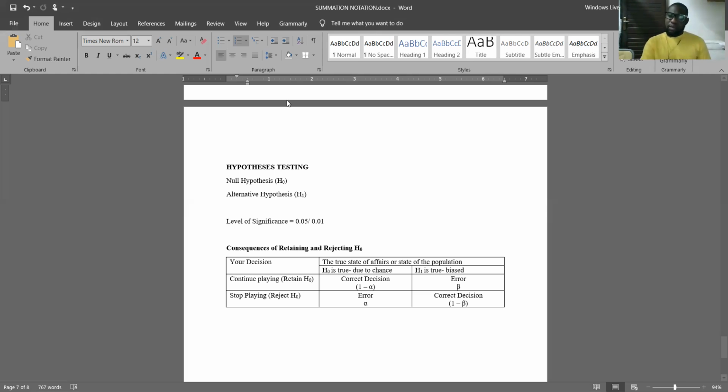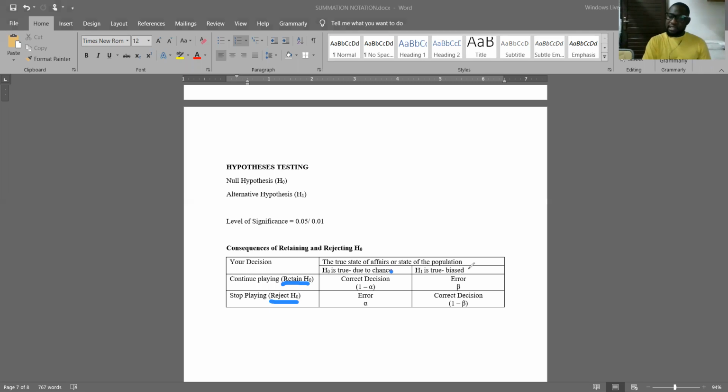So if I continue to play, it means I'm retaining H0. But the moment I stop playing, it means I am rejecting H0. So as I said, these are the decisions at my disposal: continue to play or stop playing. And what would inform me to continue or stop? Based on the thinking patterns, the two thoughts that came to mind, whether my friend is cheating.